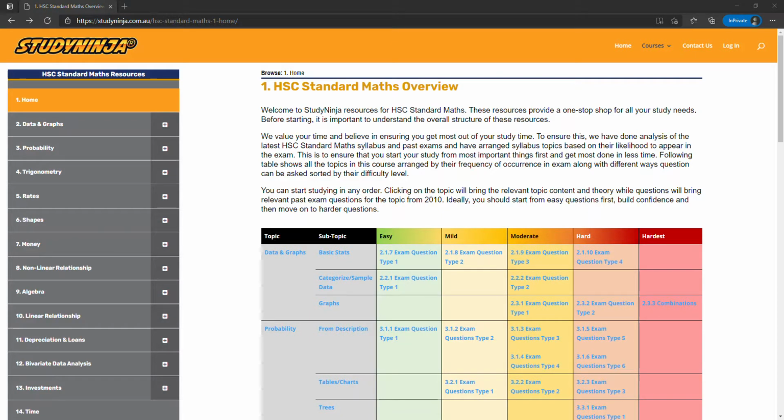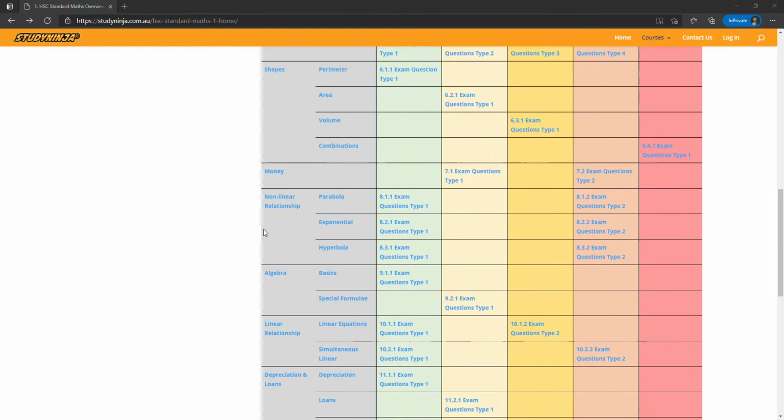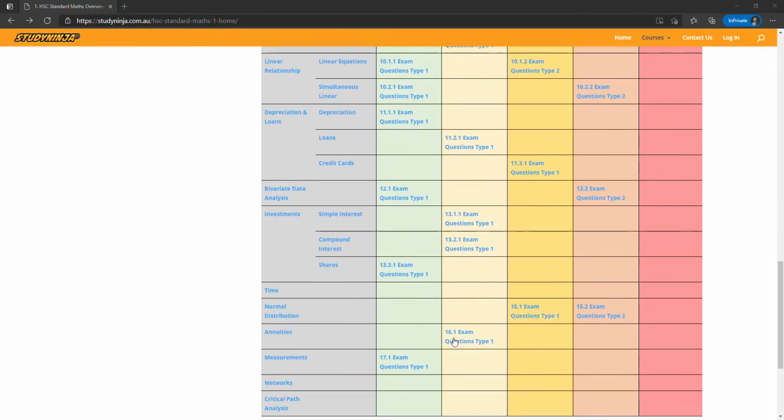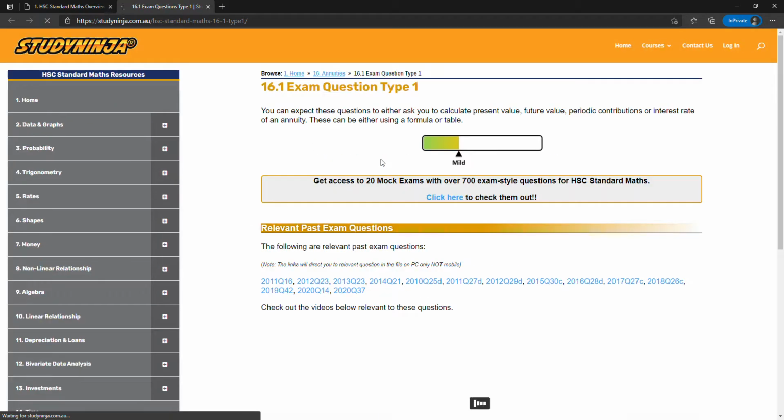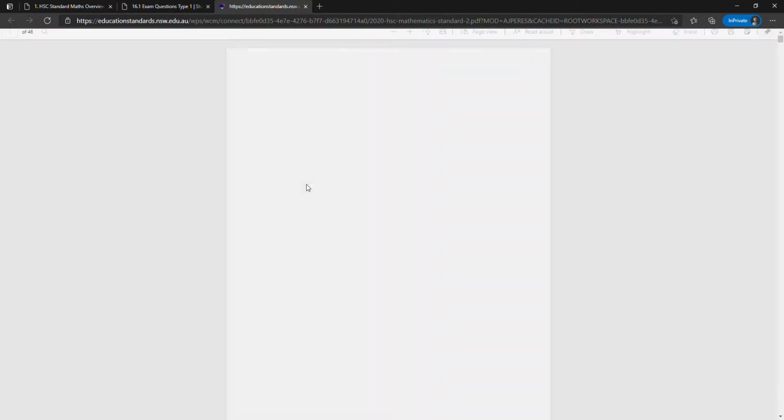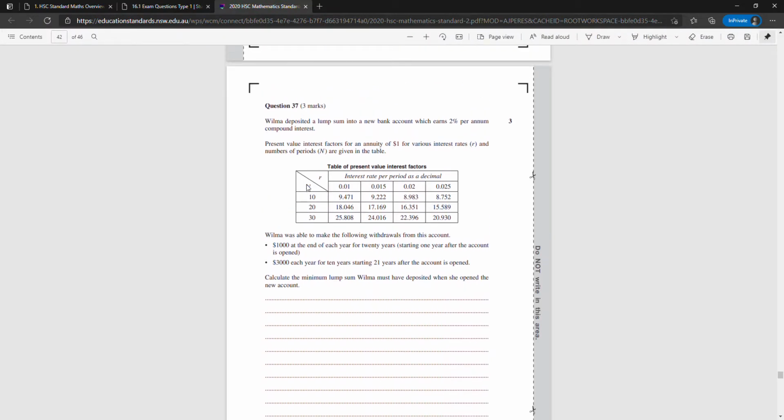Hi, we'll be looking at question number 37 from the 2020 HSC Standard Maths exam. This question came from the topic of annuities. So let's open that up. It's talking about a deposit made by Wilma, which is earning 2% per annum, and you're given the annuity for $1 value for different interest rates and different time periods.